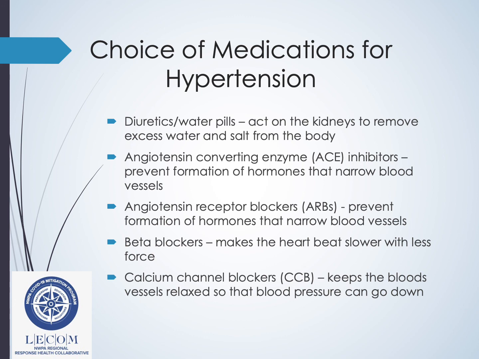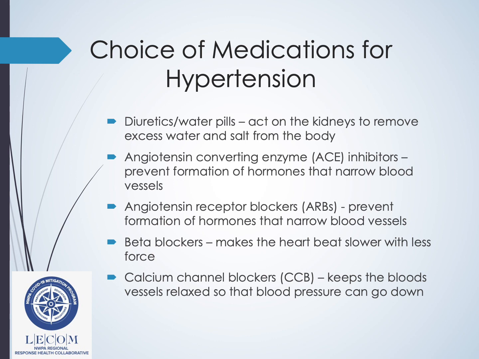There's another class called angiotensin converting enzyme inhibitors. These ones prevent formation of hormones that narrow blood vessels. Then there's another class of drugs called angiotensin receptor blockers. These ones also prevent formation of hormones that narrow blood vessels.